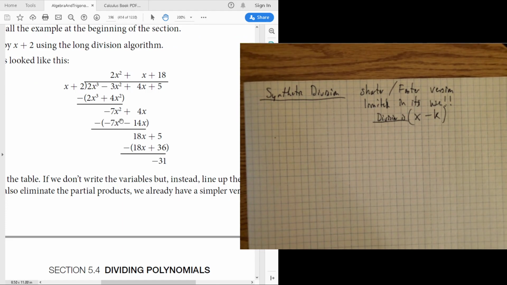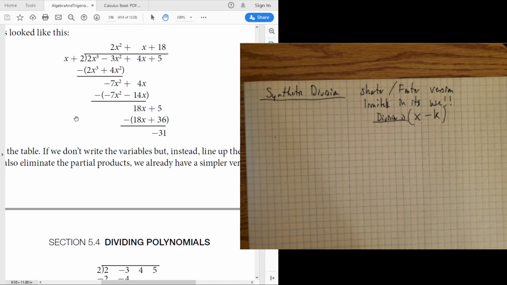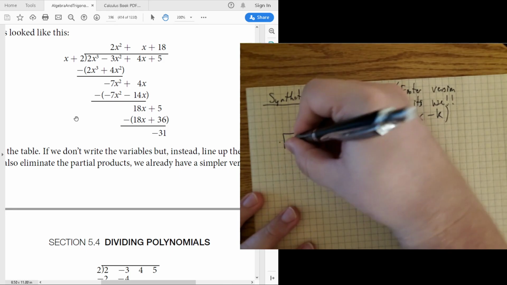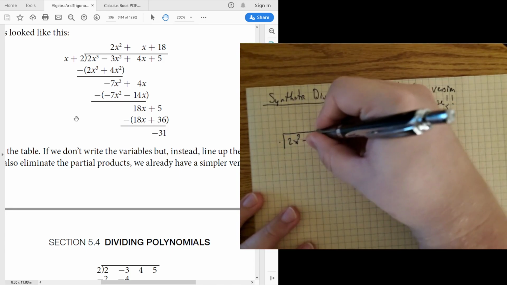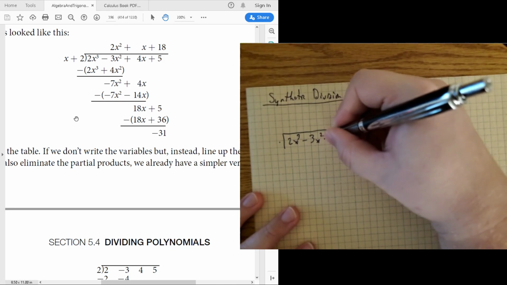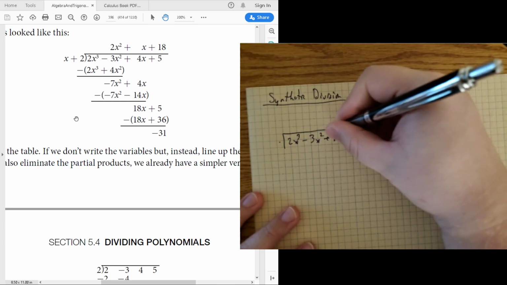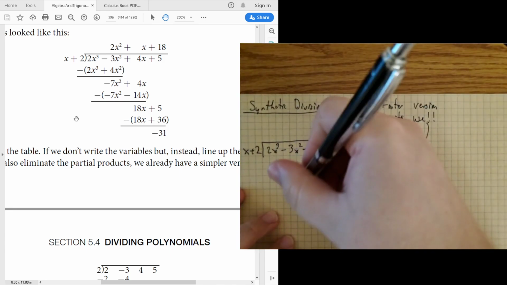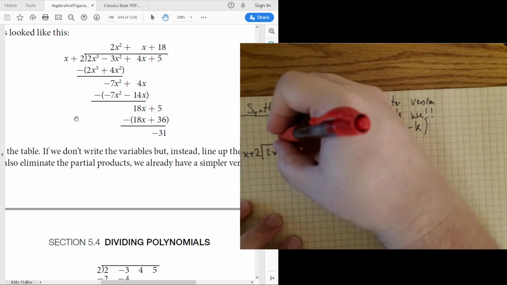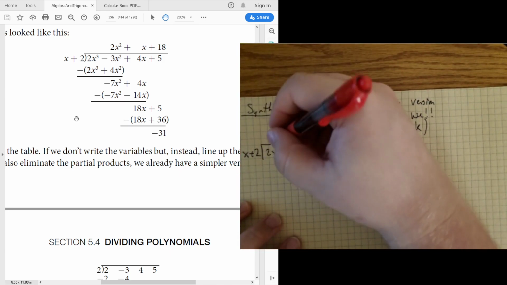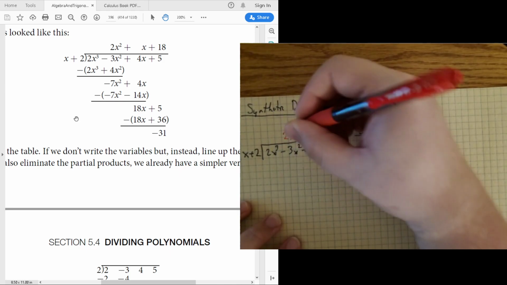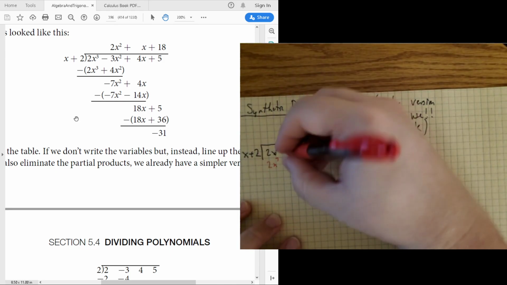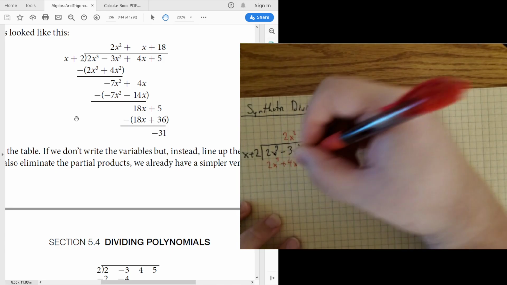And so I don't like the fact that they've done this problem wrong, so I'm going to copy my own version. So we take inside 2x cubed minus 3x squared plus 4x plus 5. On the outside, we have x plus 2. All right, so our first thing, in order to get the x to become 2x cubed, we multiply by 2x squared. 2x squared times x would become 2x cubed. 2x squared times 2 would become 4x squared.